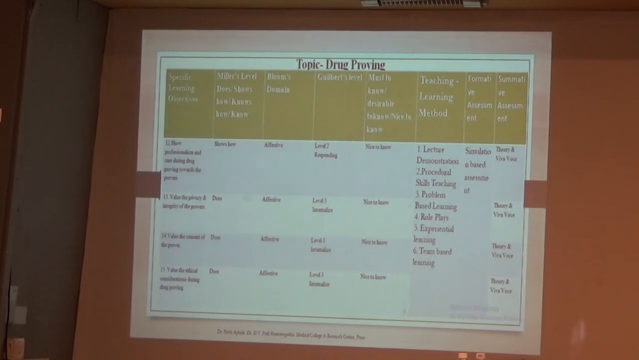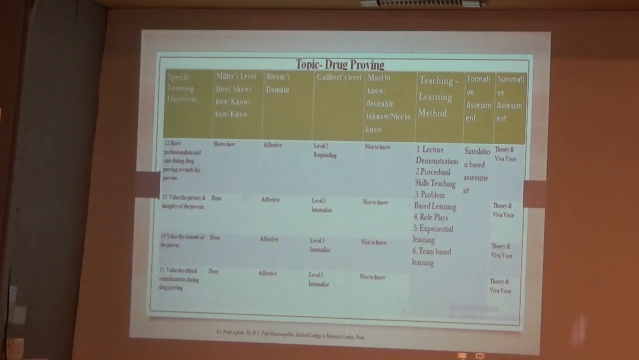This again continues. Here the affective domain comes: shows professionalism and care during proving, values the privacy and integrity of the prover, values the consent of the prover and values the ethical considerations during drug proving. He should know that ethics are required, consent is required, privacy must be respected. If he has the knowledge, it comes under affective domain, internalizing and nice to know. So if he has the knowledge, it is nice, but we are not expecting that all students must have this.